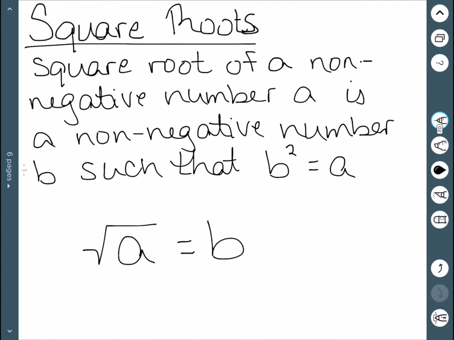So when we're looking for a square root, we're looking for what number times itself is equal to this. For example, the square root of 9 would be 3, since 3 times 3 is 9.